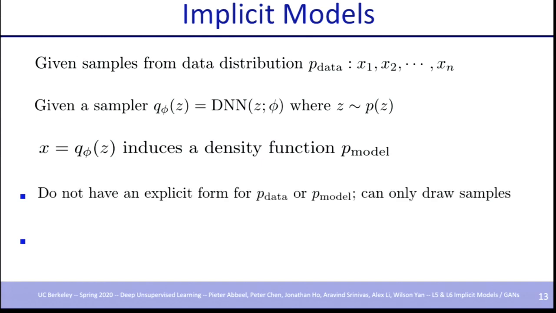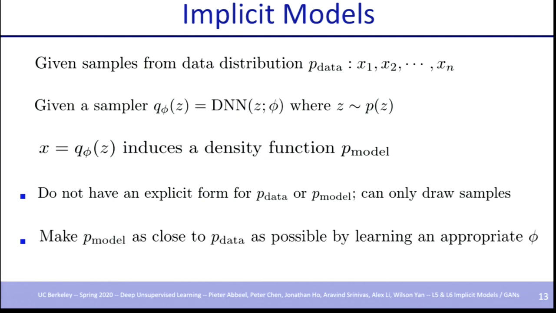But in implicit models, we do not have an explicit form for the distribution over data or the distribution we use for our model. We can only draw samples. That's our assumption. So it becomes very different from what we've seen before. We're not going to have some kind of objective we can optimize. We just have some Z that's sampled and is supposed to be turned into an X space sample that is similar to the training data.